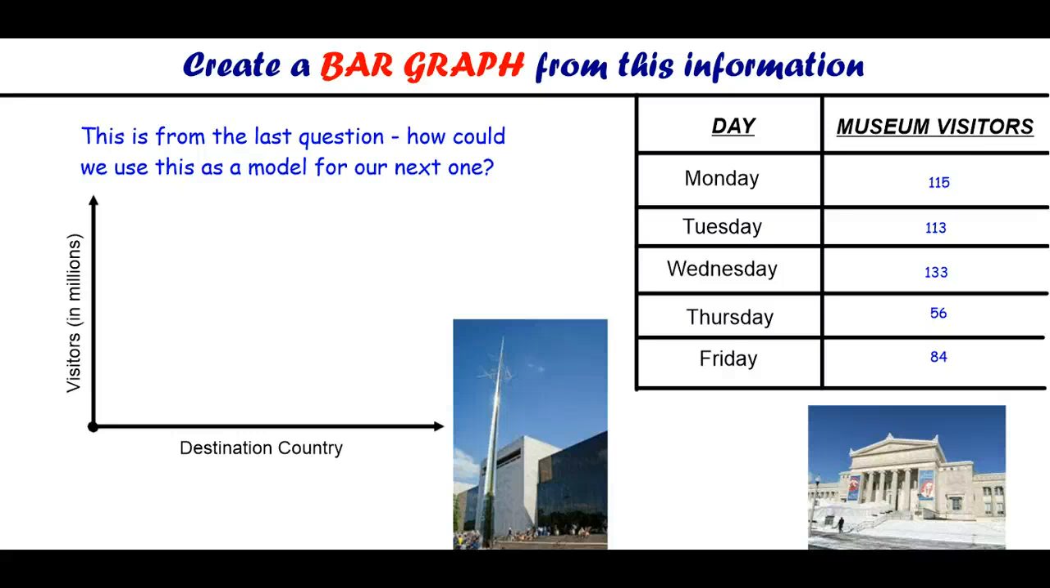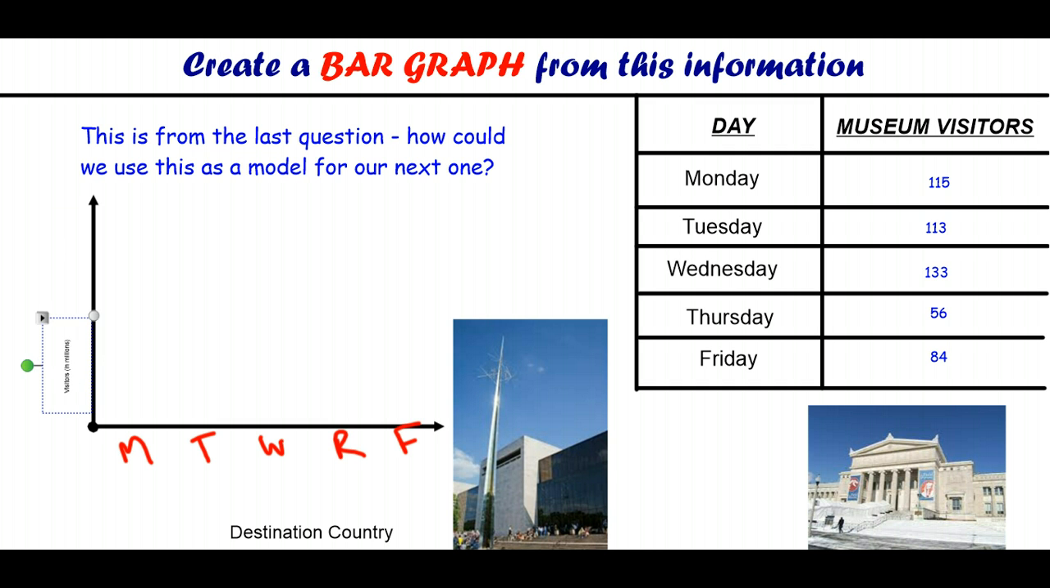So now, instead of destination country on the bottom, we're going to use the days: Monday, Tuesday, Wednesday, R for Thursday, so I don't have a T twice. Those are the days. And then instead of millions of visitors for our number units, we're going to use the number of visitors, just the plain old number of visitors to a certain museum in a specific day. And now we need to figure out how big our numbers need to be on our number of visitors. Now we need to go all the way up so that it represents 133.